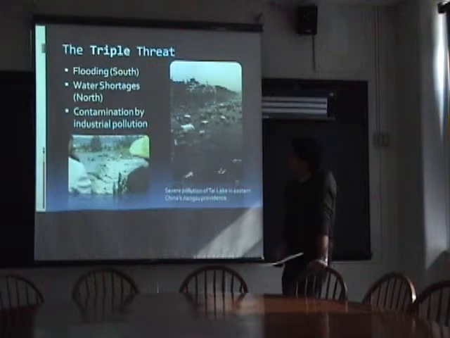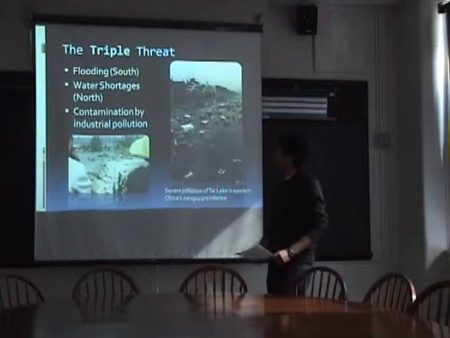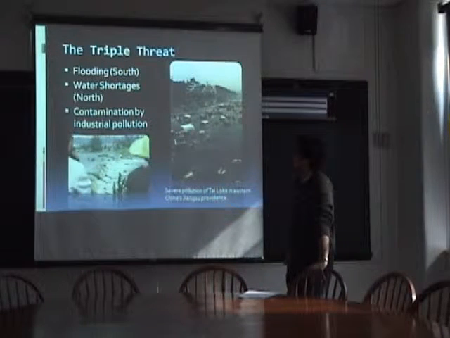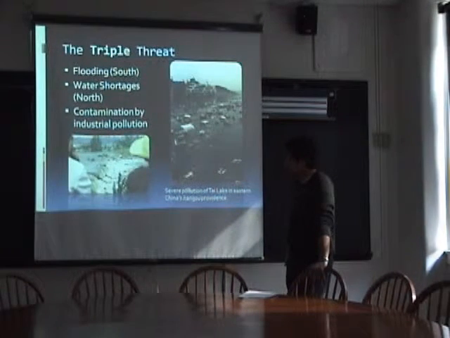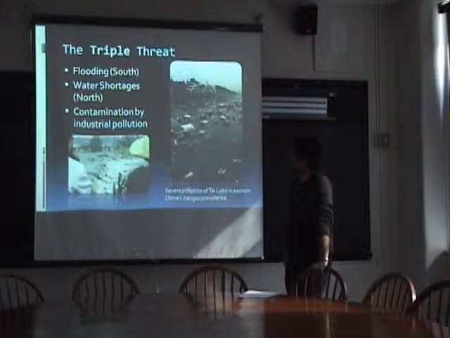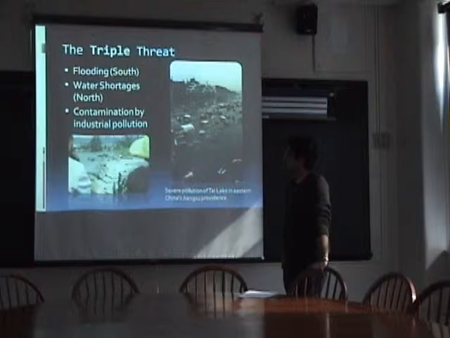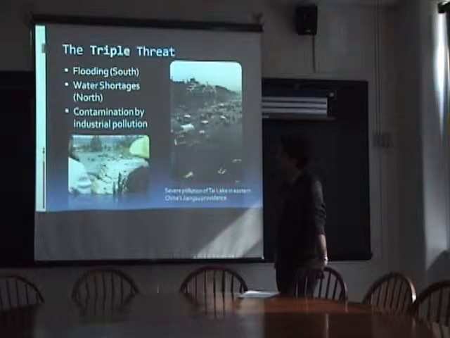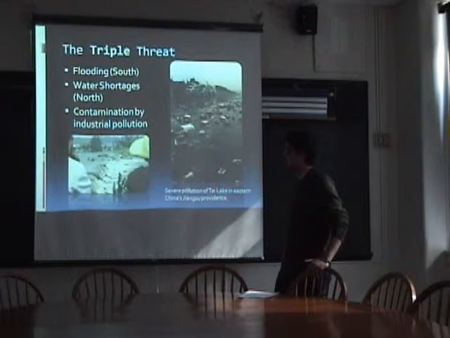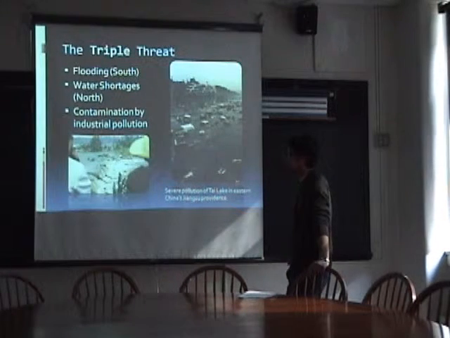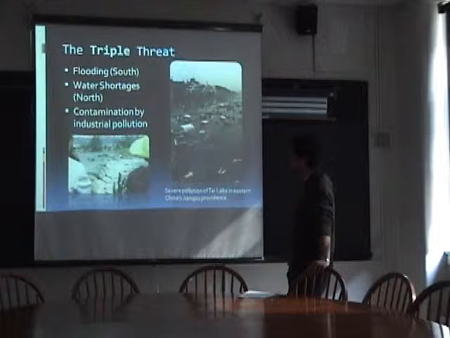It's often referred to as the triple threat by many researchers, which consists of flooding, primarily in the southern regions of China, water shortages, which I'll get into, and contamination by industrial pollution. And this contamination is pretty much a result of industrial pollution, but additionally it can result from high levels of arsenic in the ground, and so I'll get into that as well.